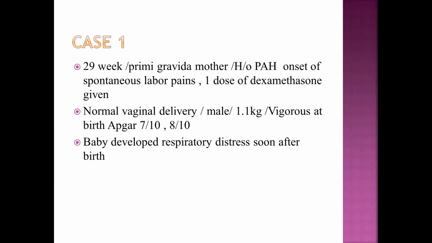Coming to a case in our unit, a 29-weeker was born to a primigravida mother with a history of PIH, who had a spontaneous onset of labor pain and received 1 dose of steroids 3 hours prior to delivery. She delivered by normal vaginal delivery, a male baby, 1.1 kg, who was vigorous at birth, with Apgars of 7 by 10 at 1 minute and 8 by 10 at 5 minutes. Baby developed respiratory distress soon after birth.